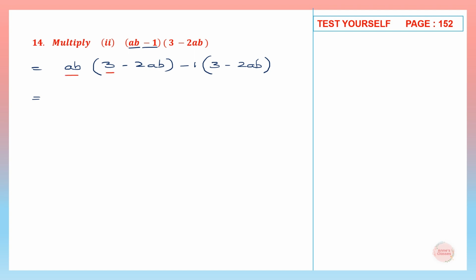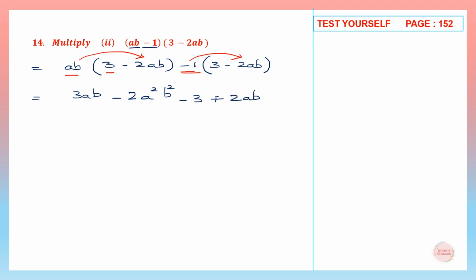ab into 3, that will be 3ab. Then we multiply ab into minus 2ab. The sign is minus, the number is 2. a into a is a square, b into b is b square. Now go to the next one. So here we have minus 1 into 3. Minus 1 into 3 is minus 3. Minus 1 now into minus 2ab. Minus into minus is plus, and 1 into 2ab is 2ab.